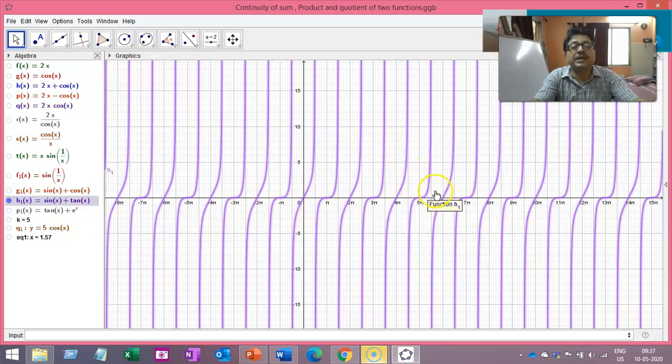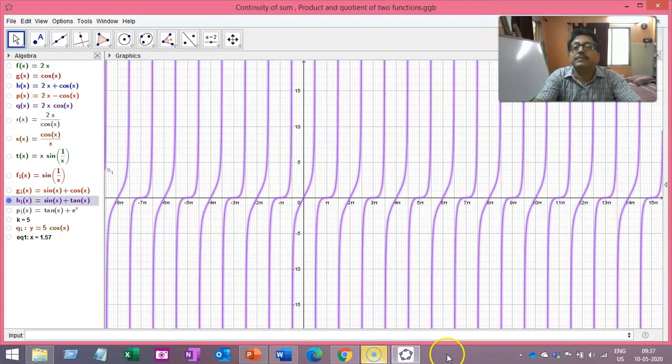So this is our learning today. We all will remember that the function sin x plus tan x is not continuous because tan x is not continuous over there. As one of them is discontinuous, sin x plus tan x is also going to be discontinuous. The points of discontinuity are the same as those of tan x. Tan x was discontinuous at pi by 2, 3 pi by 2, 5 pi by 2.